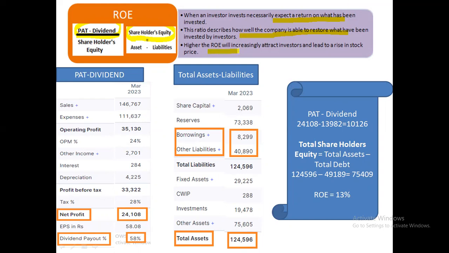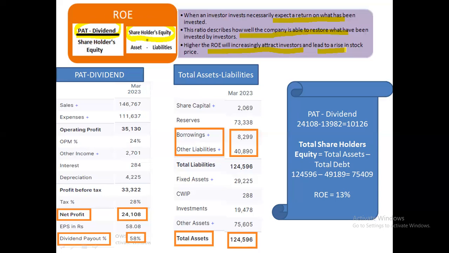Higher ROE will increasingly attract investors and lead to a rise in the stock price. If ROE is rising, definitely investors are interested, they will bring in more investors, and the stock price will also go up. So ROE is an important parameter. Here for ROE, there are two types of formulas. One is the simple formula, that is PAT minus dividend by shareholders equity. And the other one is the DuPont formula, so that we will discuss in the next video.